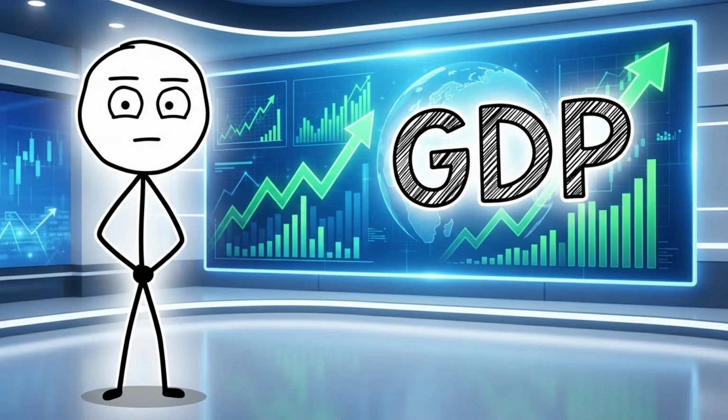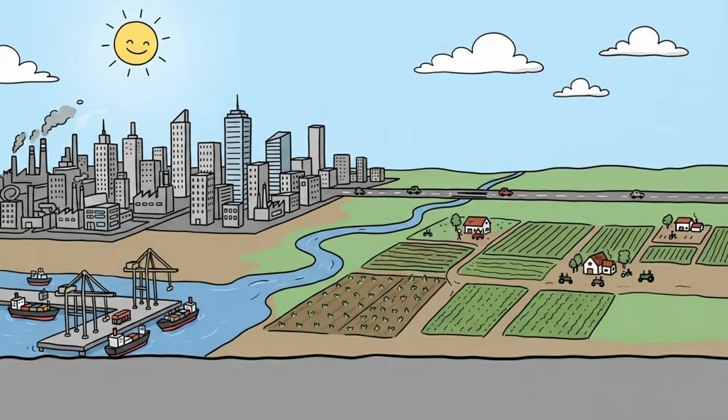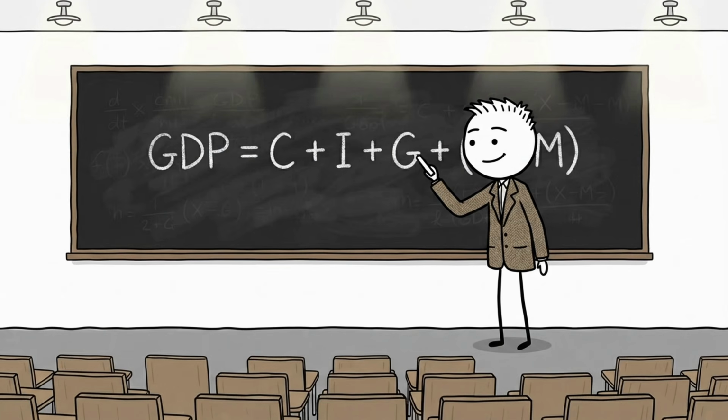What is GDP? Well, GDP stands for Gross Domestic Product, and the easiest way to understand it is to break the words apart. Gross means total value. Domestic means inside the country's borders. Product means goods and services. So GDP is the total market value of everything produced inside a country in a given period, usually a year or a quarter.